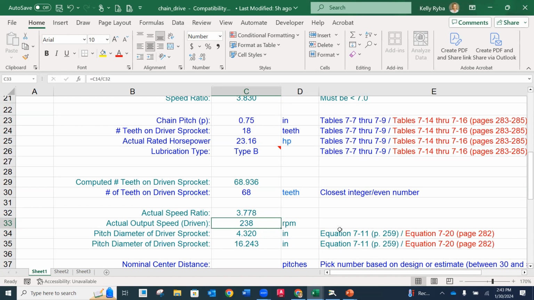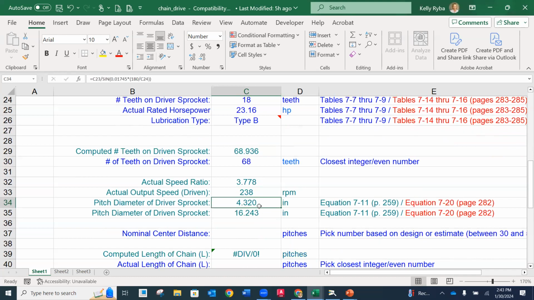Between 230 and 240, so we are within that. Okay. For that or? Not for this one. So then we have the pitch diameter of the driven sprocket. It automatically calculated it for us based on the size. And now we have our pitch diameter of our driver and then our driven.